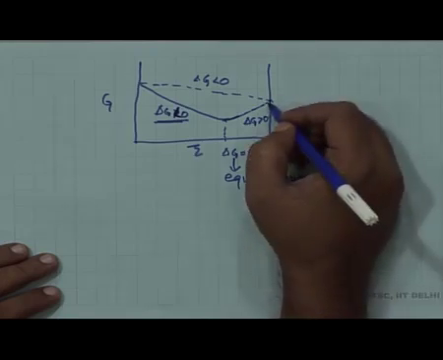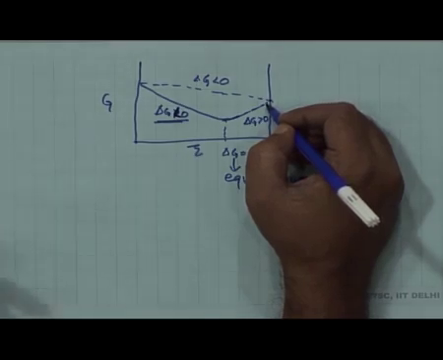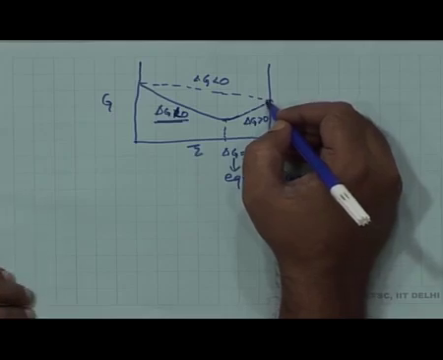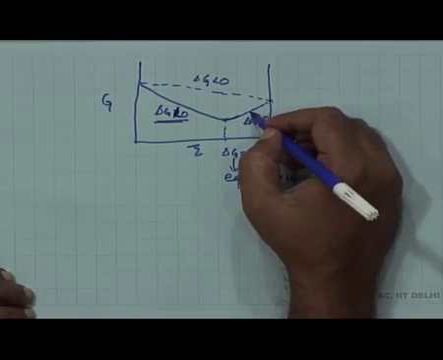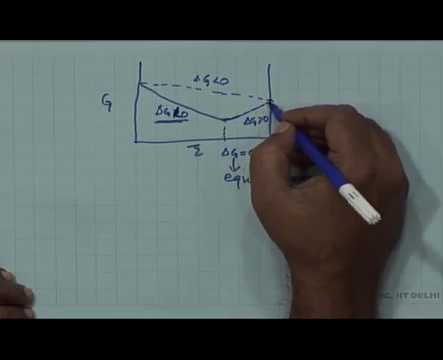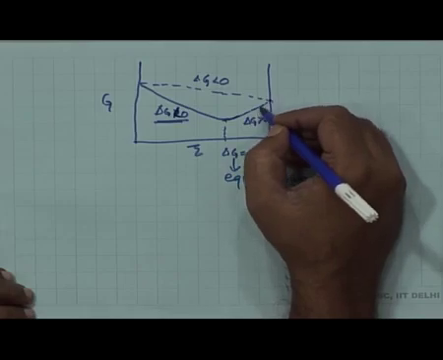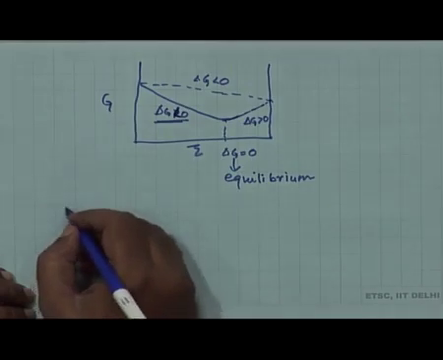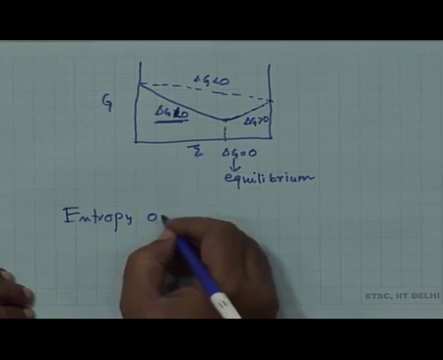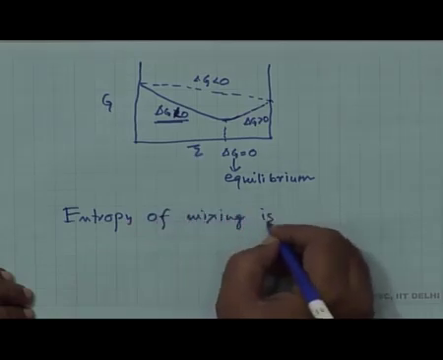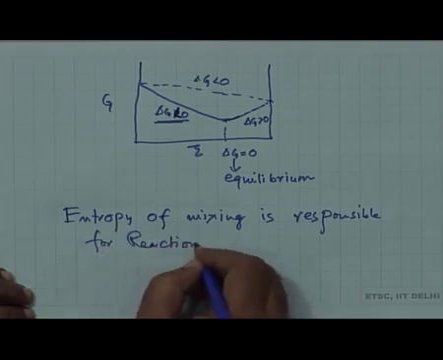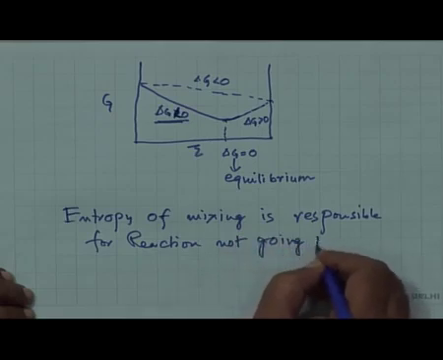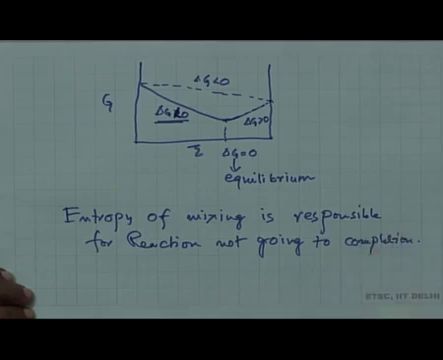And again we can answer the second question also, that if we start from pure B, why does the reaction happen although G B is greater than G A. So, if there is no mixing, then the reaction should not have happened, but due to mixing entropy increases, and that gives you a negative contribution to G, and so the reaction takes place. So, entropy of mixing is responsible for the reaction not going to completion.